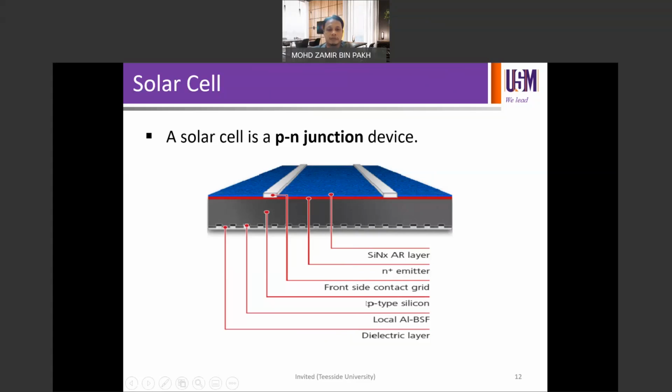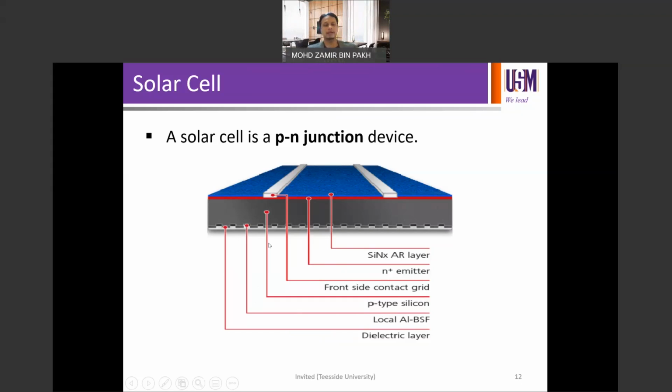Then you have a p-type silicon here. P-type silicon represents the p side of the p-n junction. So this is usually represented by the whole bulk of the silicon wafer. So that is diffused with a very thin layer on the front side to make the n-type in order to form the p-n junction. Then at the back here, you also have a local aluminum back surface field in order to minimize carrier recombination at the back. And then we have a rear contact at the back to be a positive contact.